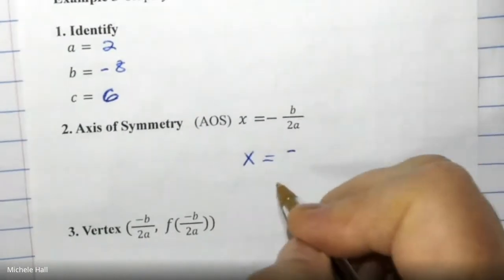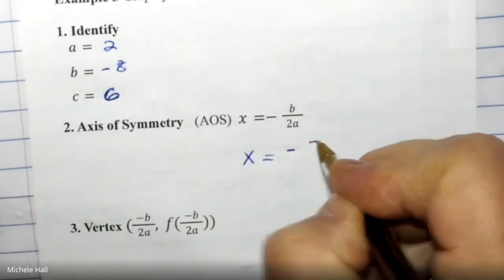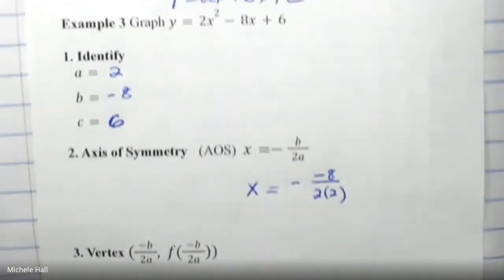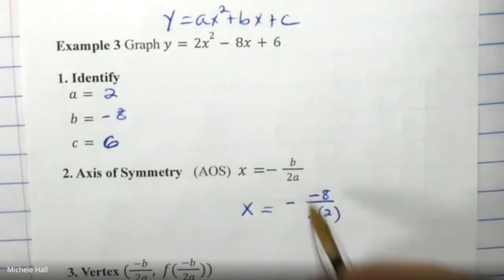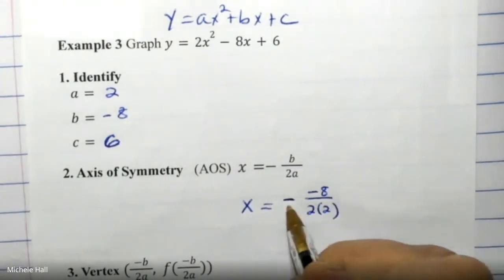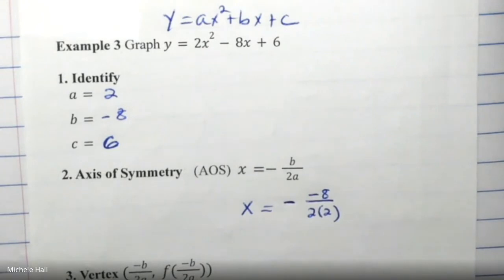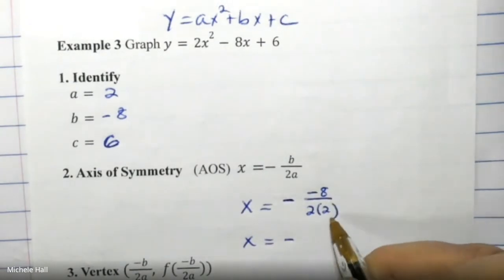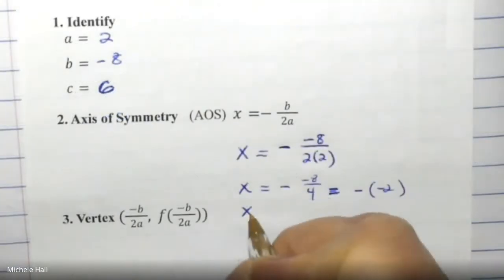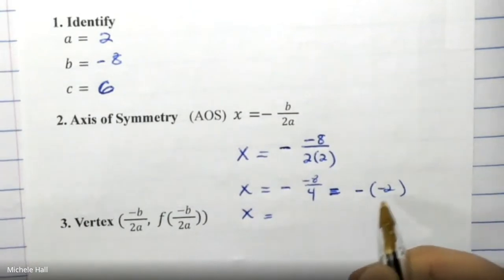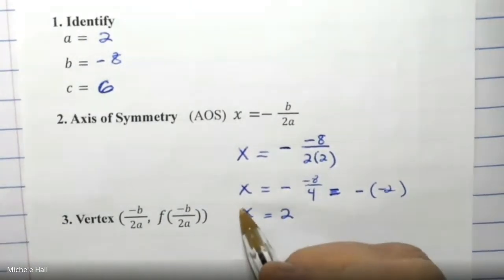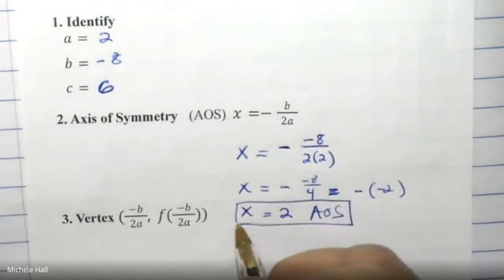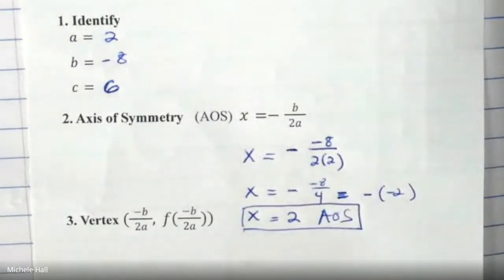Okay, so we're just using the formula x equals, b is negative 8. And then we have 2 times a, which is 2. So you got to watch out for this first negative. It's not part of the b. It's part of the formula. And then you just clean it up. We have x equals negative 8 divided by 4. And so our final is x equals a negative times a negative, which is positive 2. That is the axis of symmetry.